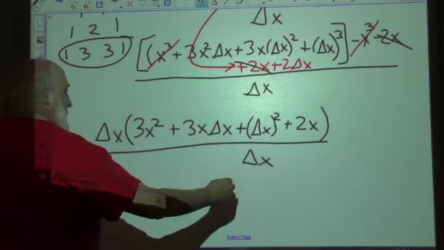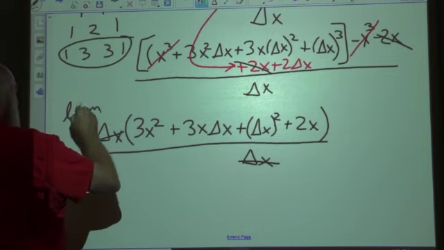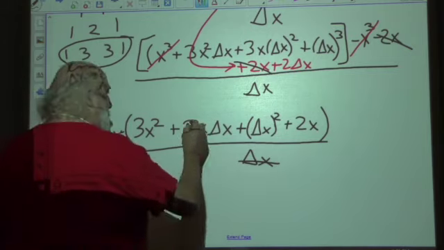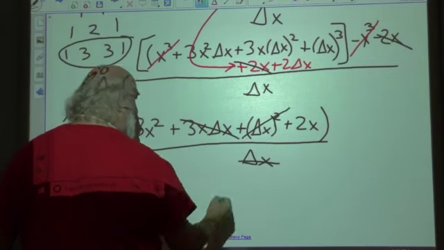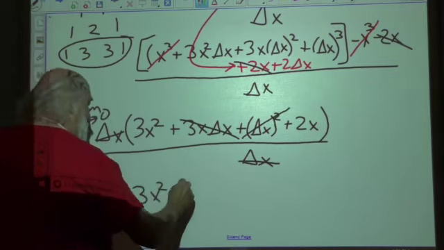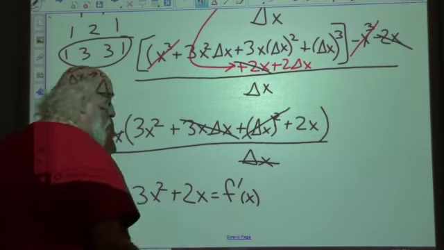So that cancels that delta x out, and now I can go with the limit as delta x approaches 0. So every time I got a delta x, that's going to eliminate that term. So that's going to leave me 3x squared plus 2x is equal to f prime of x, or my slope.